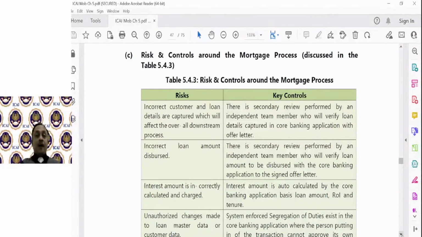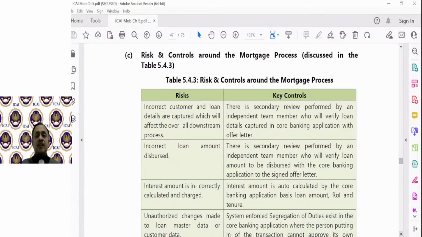First, again, incorrect customer and loan details are captured, which will affect the overall downstream process. Now, please understand what the terminology is. In your core banking system, the customer and loan details have been incorrectly captured. For that, we just discussed the nature of the customer, the eligibility of the customer, the loan, the tenor of the loan, the question that you have answered. So anything that is incorrectly captured in the system is going to have a huge impact on the bank, because all the processes in the bank will be determined by that.